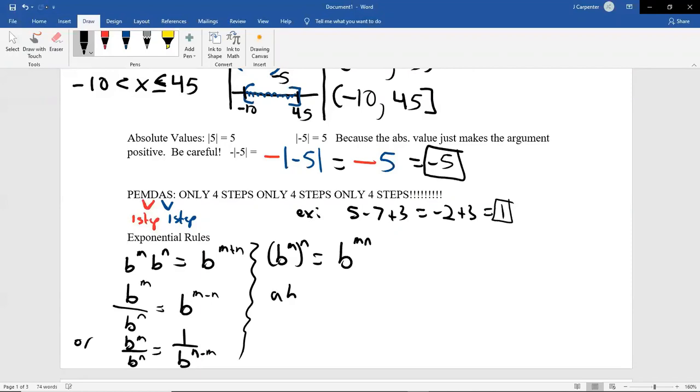You can have two different bases being raised to the same exponent, and then you just distribute that exponent.